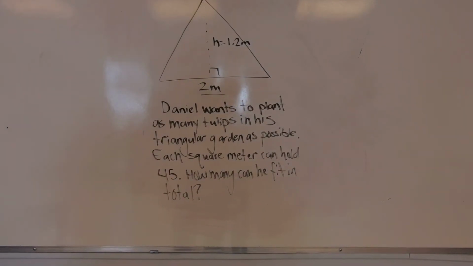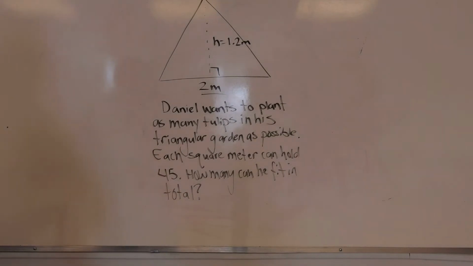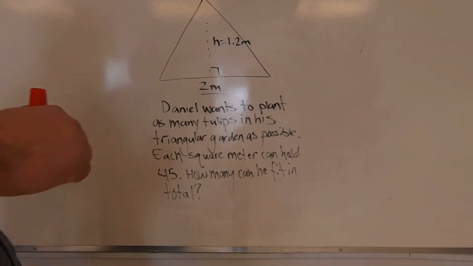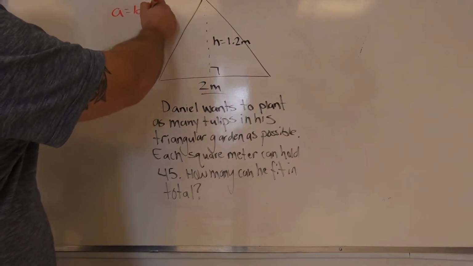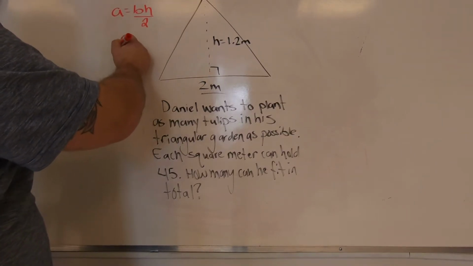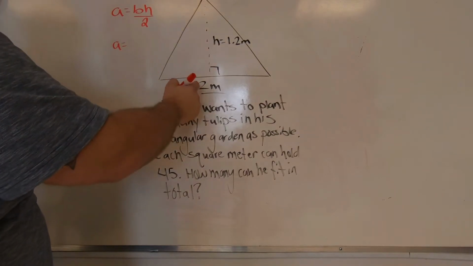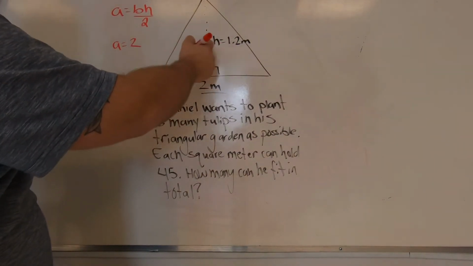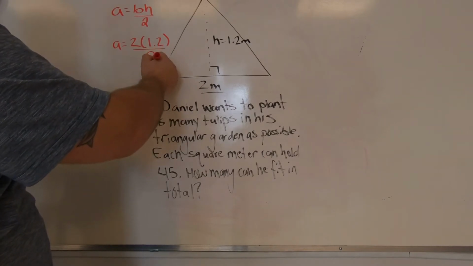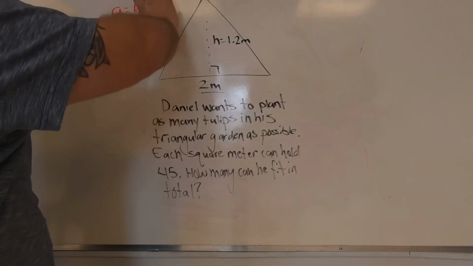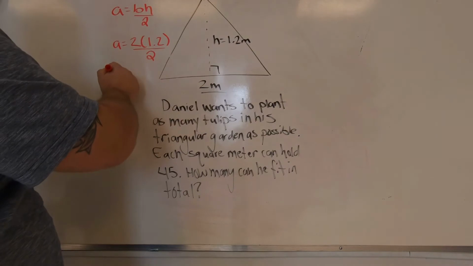So in order to do this word problem, the first thing we got to do is find the area of the space that Daniel is working with. So we'll use our formula, area equals base times the height divided by 2, which is the area for a triangle. We know that the base is 2. We know that the height is 1.2. And we have to make sure that we cut that in half after, because base times height is a parallelogram. This is half of that.